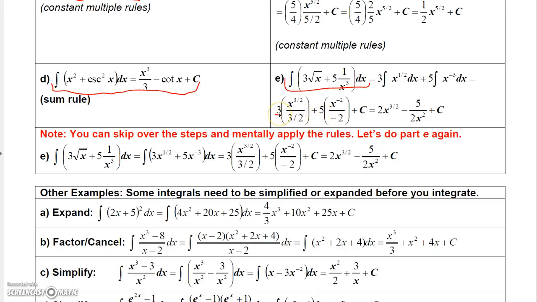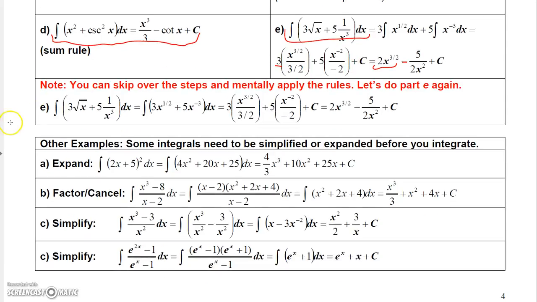Well, 3 divided by 3/2 is 3 times 2/3. So the 3's are going to cancel, and you're just going to get 2x to the 3/2. And then 5 divided by -2 is going to give you a -5/2. So you're going to have -5 over 2. And then I moved the x to the -2 to the denominator and made the exponent positive. So I get -5 over 2x squared, and then plus a constant.